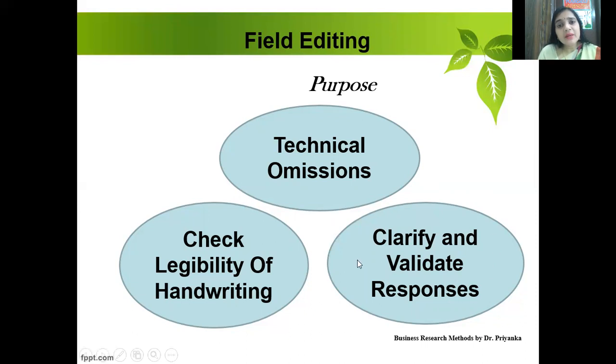Then clarify and validate responses. Sometimes it happens that the person has replied to you, and by chance did not click any of the options given by you. And sometimes there are hesitancies in the minds of respondents, so they don't reply. But when you were talking to the person, as interviewer, you know what kind of response he has given, and accordingly you can clarify a few things in the questionnaire and validate the responses.